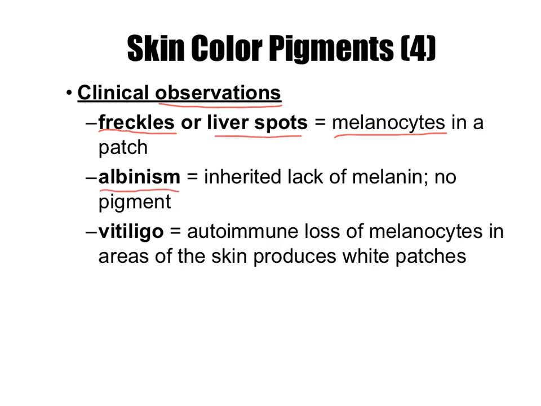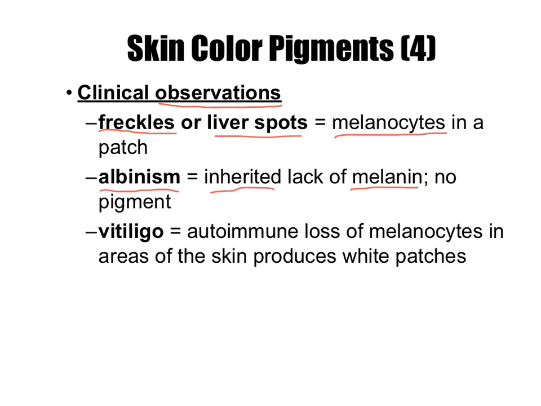Albinism is another genetic condition. That is where people inherit a lack of melanocytes. They don't produce melanin. Therefore, you do not have any pigment in your skin, in your eyes, or in your hair. So basically, you are totally white. Everything on you is white.